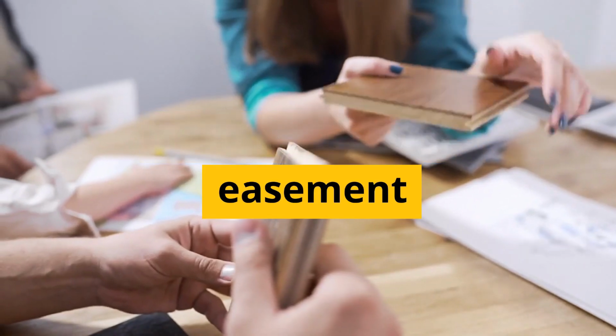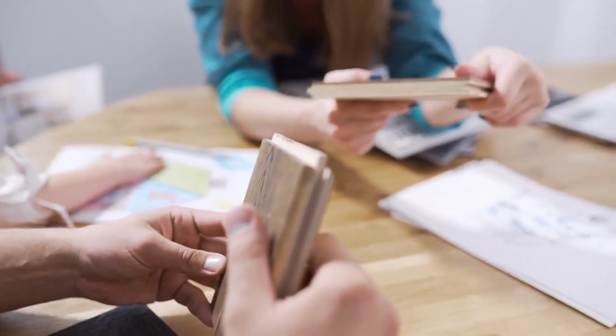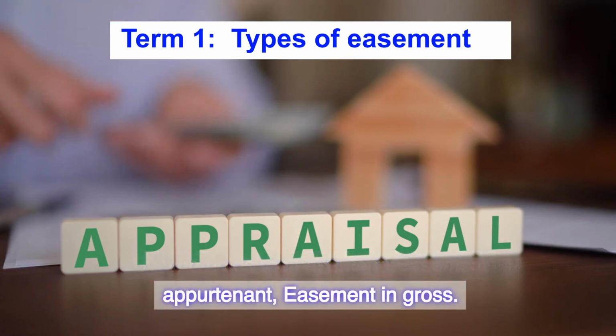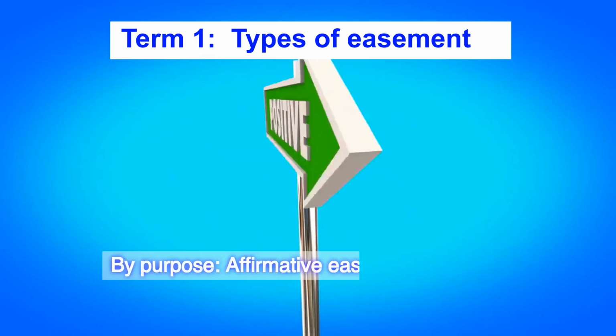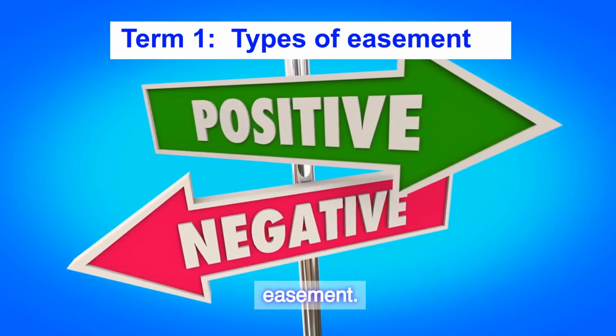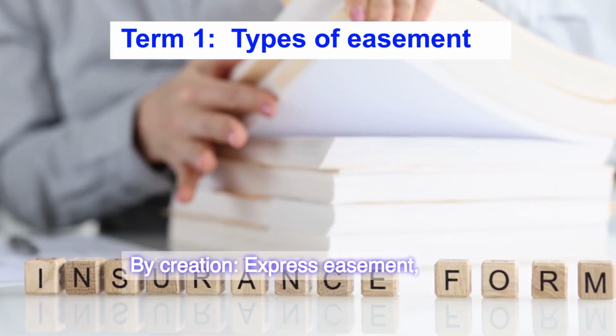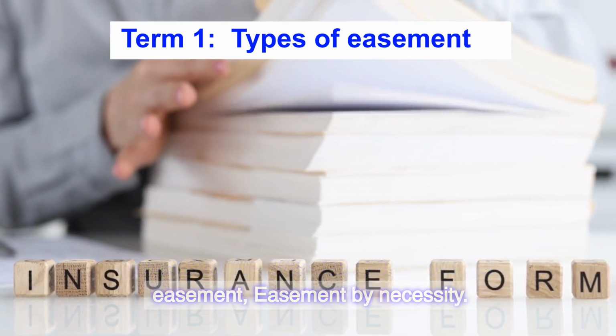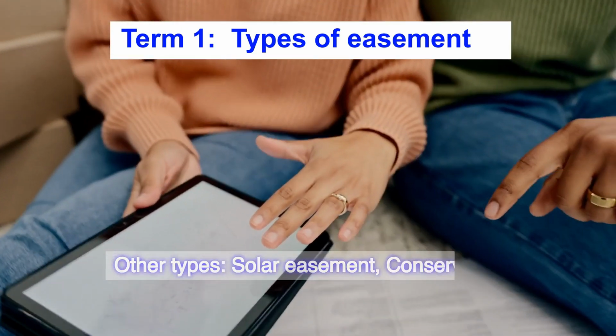Term 1. Types of easement. By who holds the easement? Easement appurtenant, easement in gross. By purpose, affirmative easement, negative easement. By creation, express easement, implied easement, easement by necessity. Other types, solar easement, conservation easement.